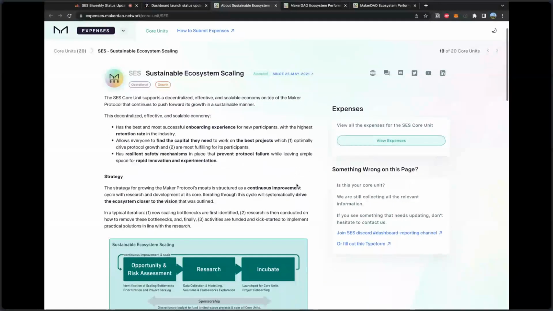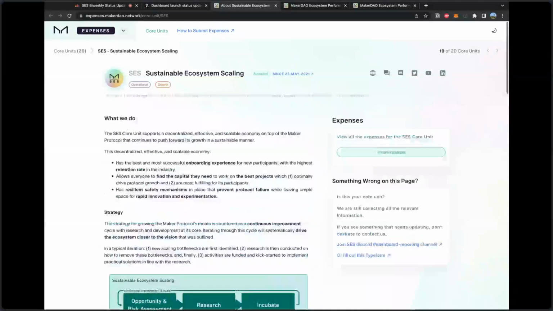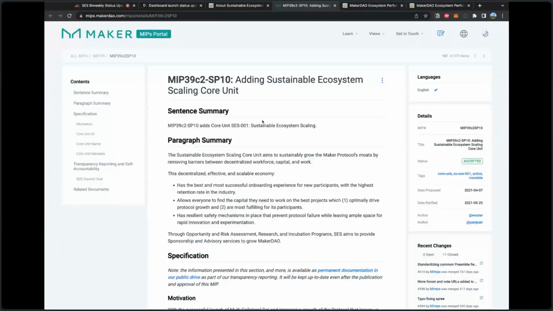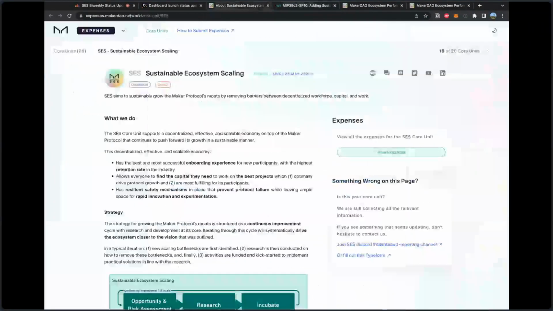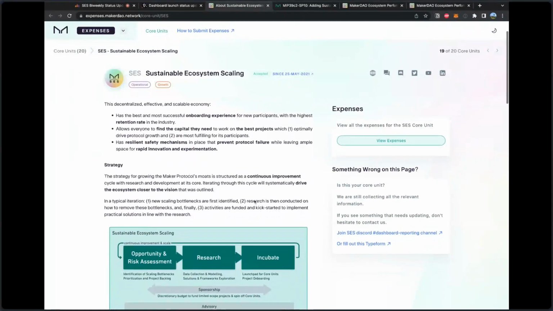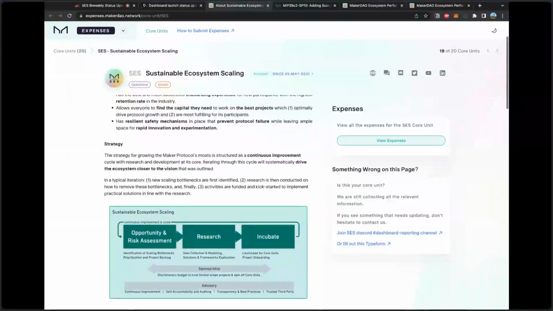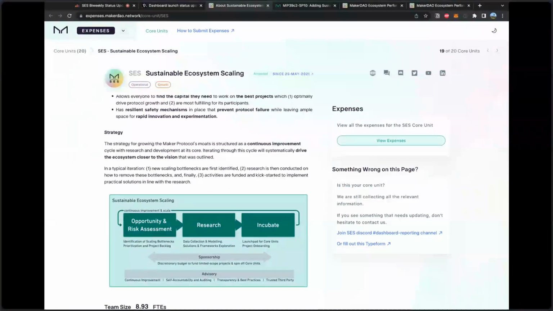Now, this page is actually pulled from the MIPS portal. It's specifically MIP 39, where we can get an at-a-glance view of what this core unit is about. What are they doing? What's their strategy? What are they focused on? Very interesting information that you can get at a glance.